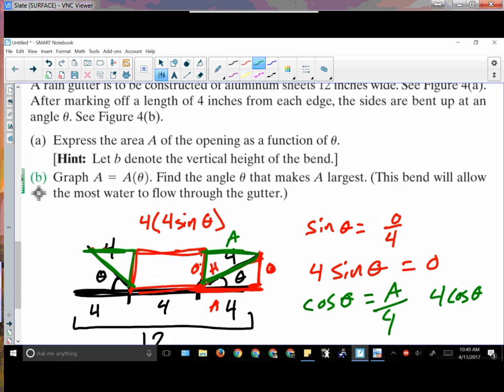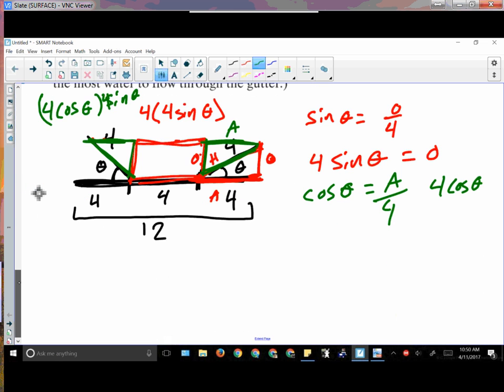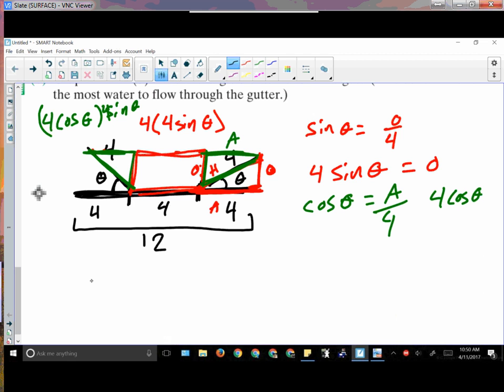So for the triangles, I would have the base, which would be 4 cosine of theta multiplied by the height, which is sine, or 4 sine theta. Sorry, it's getting kind of messy there. Divided by 2, correct? But because I need 2 of them, multiplied by 2. So the 2's would cancel out. So I'm going to write this out here as 4 cosine theta. That's the base of the triangle.